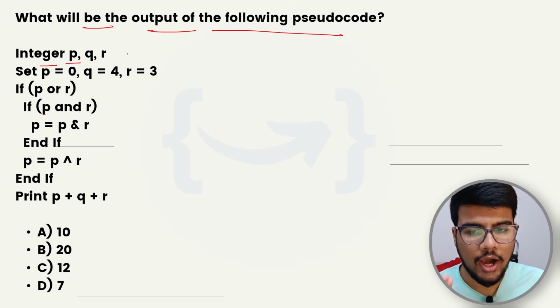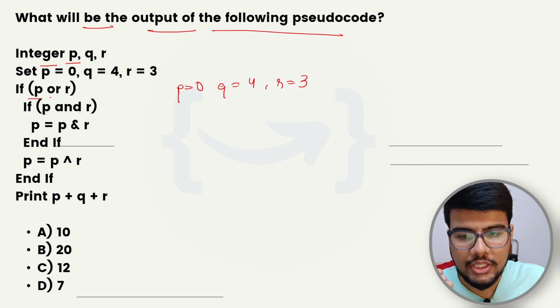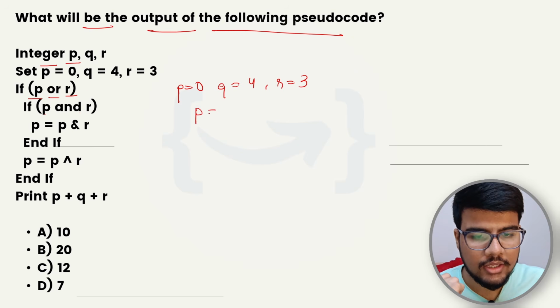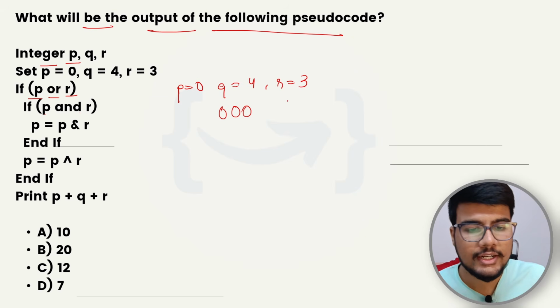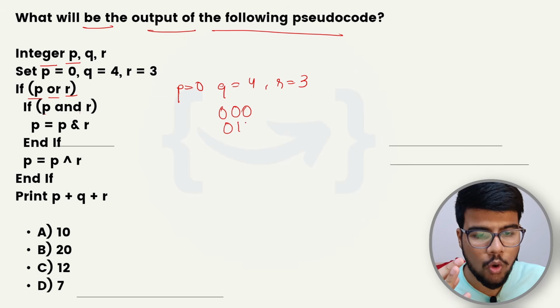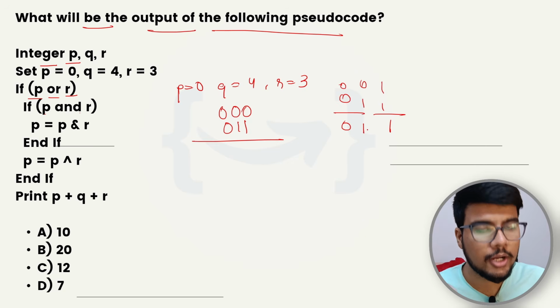Integers p, q, r are given, where p is 0, q is 4, and r is 3. Now, p OR r. So p is 0 and r is 3. The decimal equivalent of 0 is 0, and the binary of 3 is 0 1 1. In OR, 0 with 0 becomes 0, 1 with 1 becomes 1, and 0 with 1 becomes 1. So here it is 0 1 1, which again gives 3 as the result.